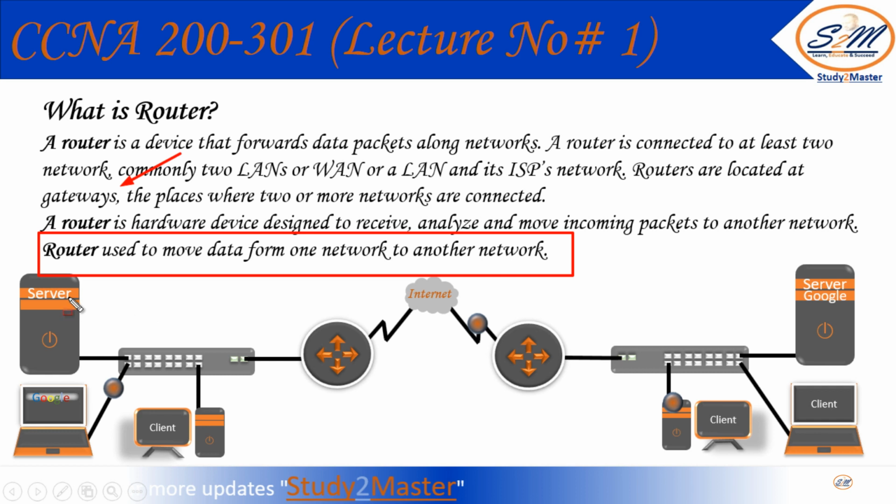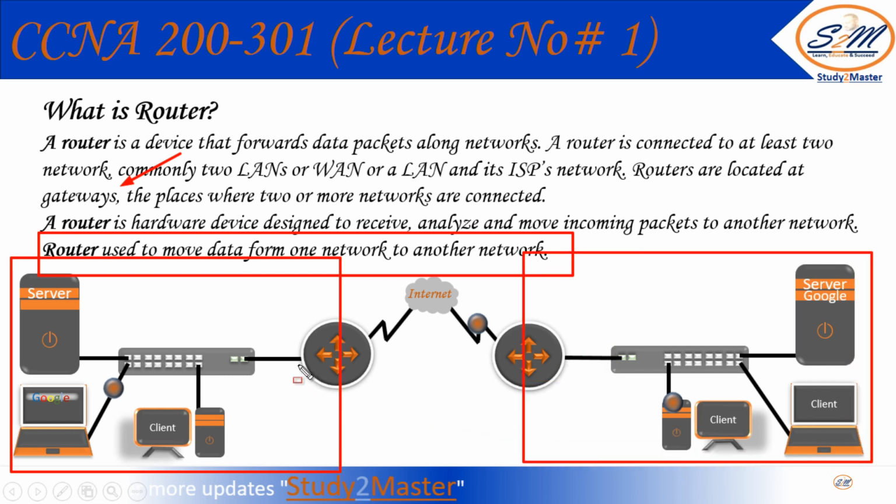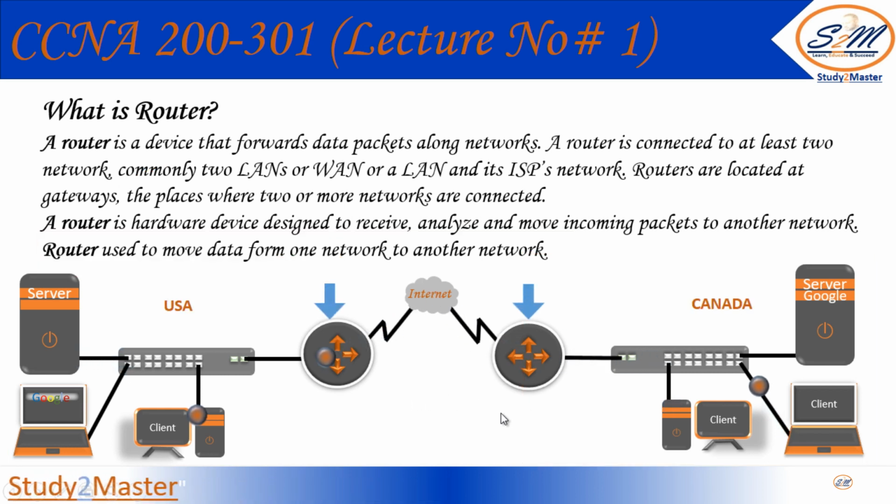So here we have a network. It's called one network, and here we have another network. Maybe this side is named USA, and this side is named Canada. So the Canada users can communicate with the USA users, and the USA can communicate with Canada, by the help of these devices called routers. Look, we have a router installed on both sides. So how do these pass information?